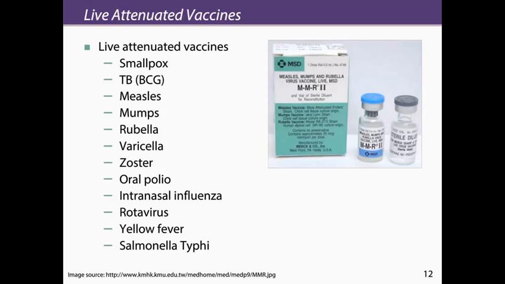The live attenuated vaccines that we have today include the smallpox vaccine, BCG, or vaccine against tuberculosis, measles, mumps, rubella, varicella, or chickenpox, zoster, oral polio vaccine, intranasal influenza vaccine, rotavirus vaccine, yellow fever, and Salmonella typhi, or typhoid fever vaccine.